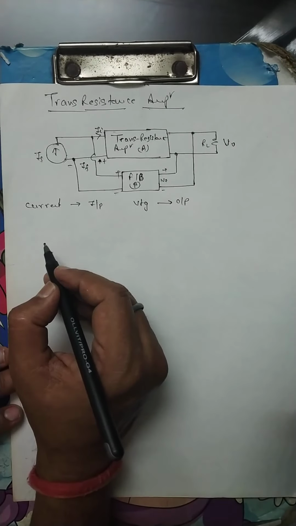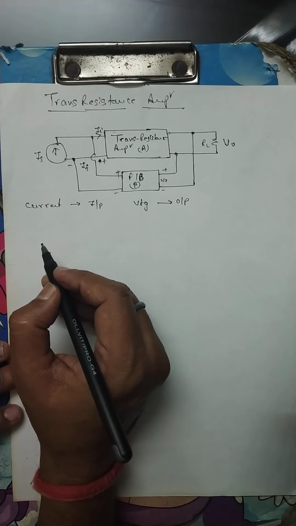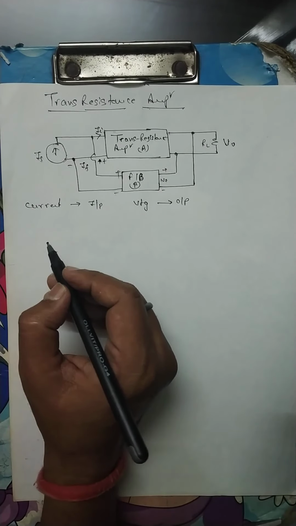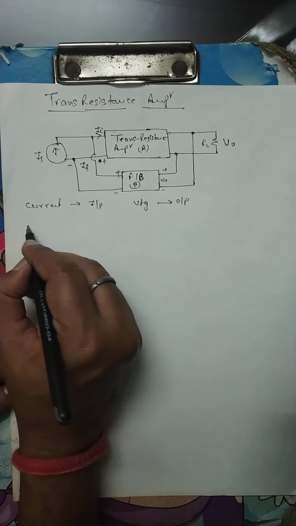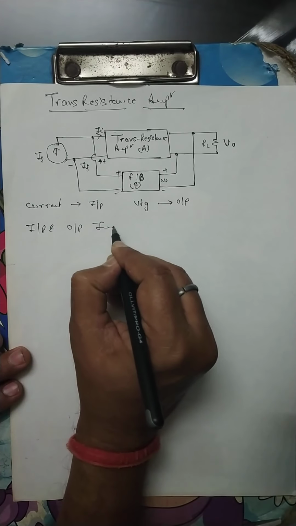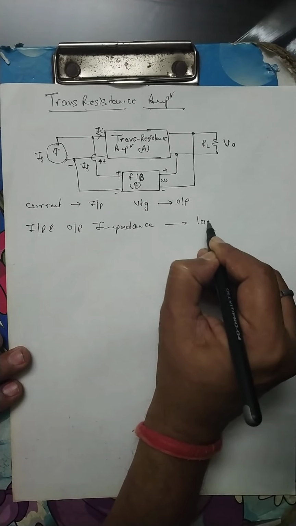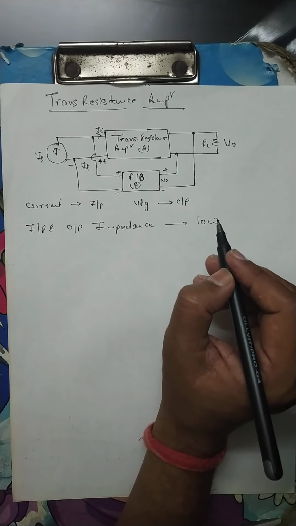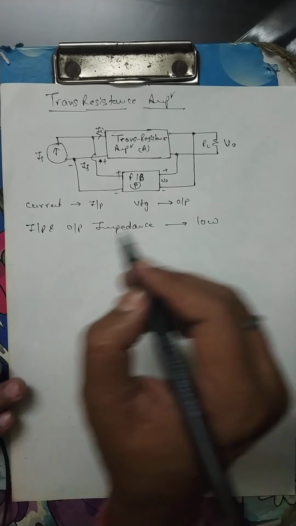Therefore, it is also called the current controlled voltage source. For it, the input and output impedance is low. Now, the calculation for the analysis of the feedback voltage gain.